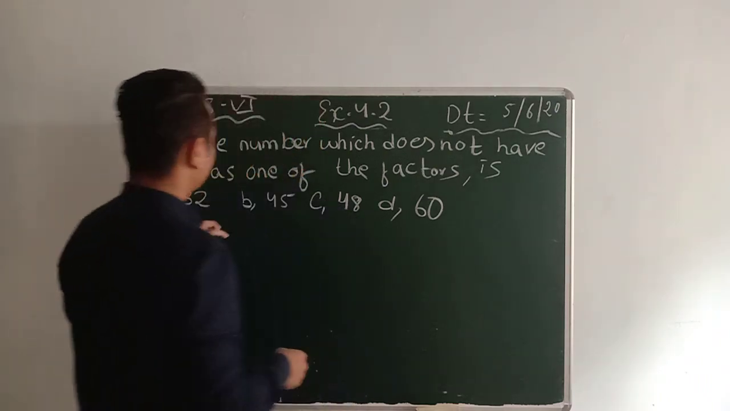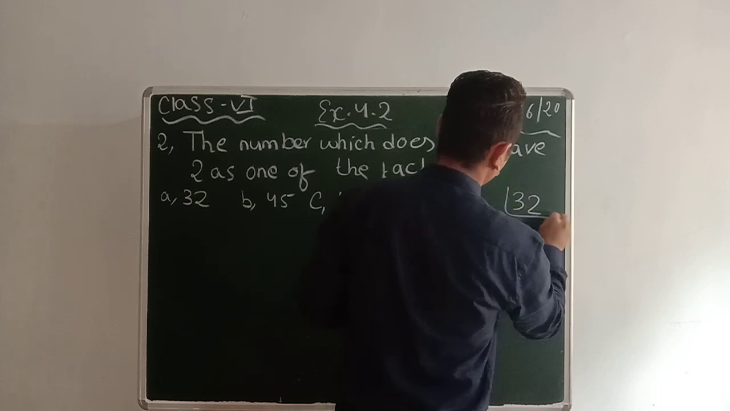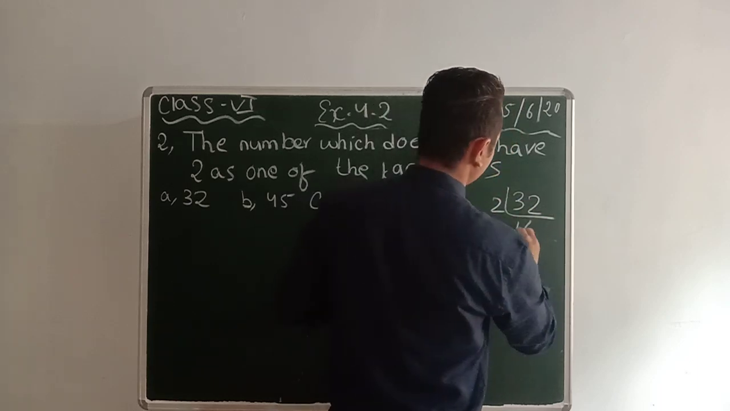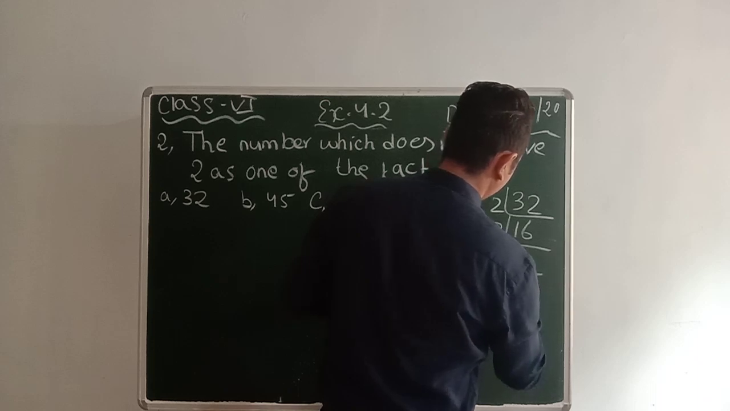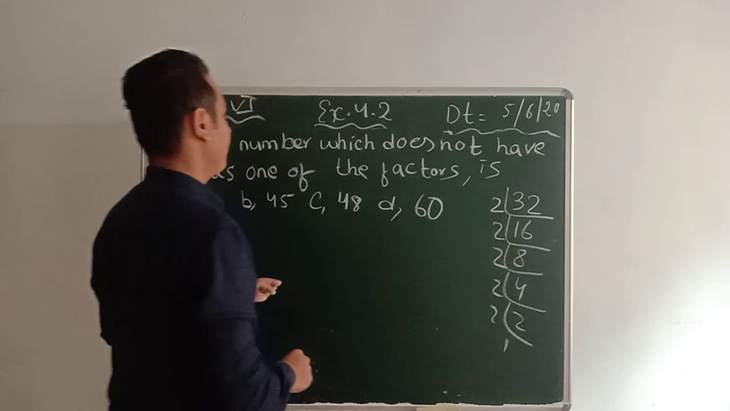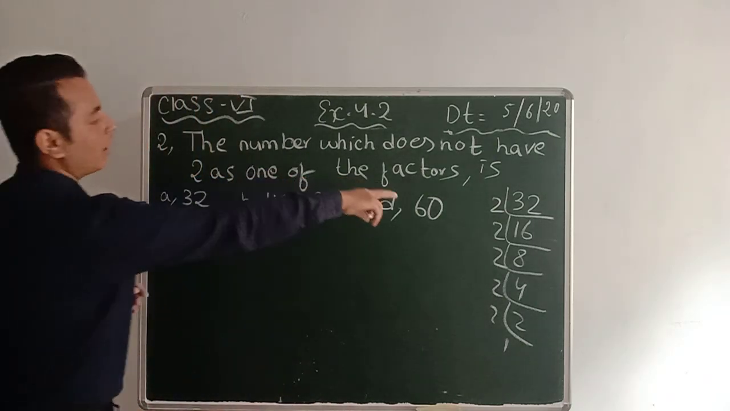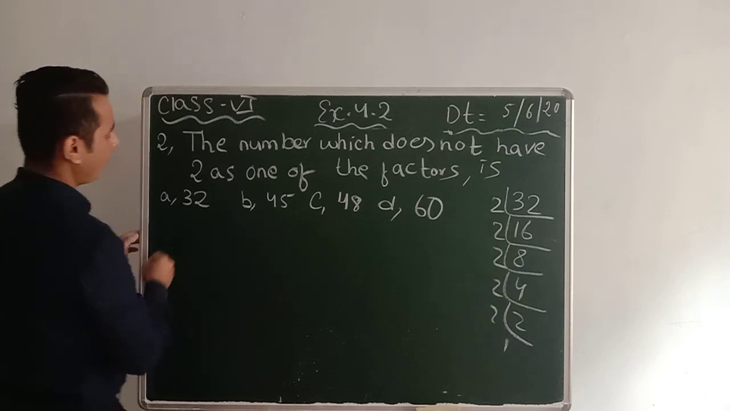Now let us go with 32 first of all. 32 means 2 16s. 2 8s are 16, 2 4s are 8, 2 2s are 4, 2 1s are 2. That means in 32, 2 is the factor. We can see that clearly. Or we can write the factors.